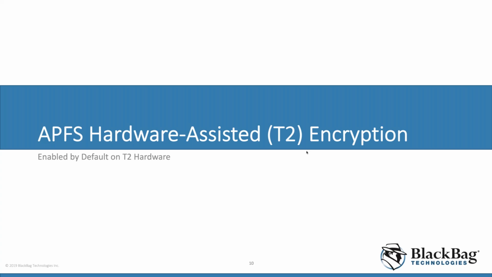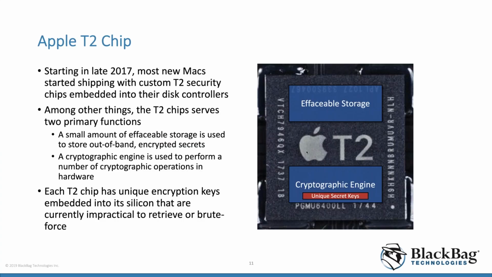All right, moving on. So we're going to talk a little bit now about how the encryption process differs on T2 systems. And remember, this is enabled by default on T2 hardware. First we'll talk a little bit about the Apple T2 chip itself. Starting in late 2017, most new Macs started shipping with custom T2 security chips, which are embedded right into the disk controllers. In fact, these chips are the controllers themselves.